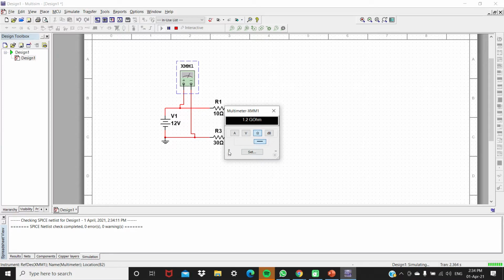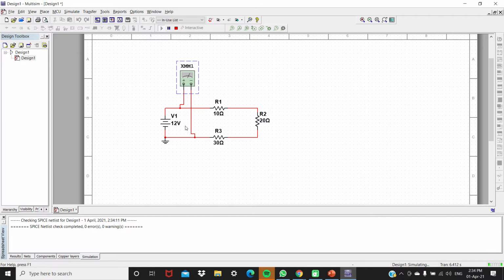1.2 giga ohm. Why is it 1.2 giga ohm? Okay, Shamimi, can you remove the battery and just measure from R1 to R3 without having the power source? It will be mentioned that you have no power source to run that circuit. If you try doing it, what will happen? Just try removing the 12 volt and just measure.